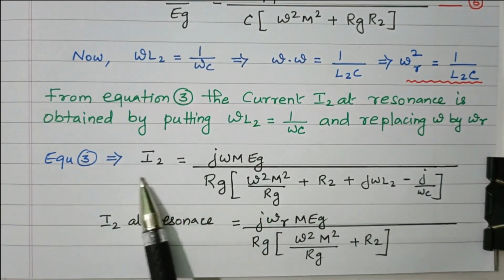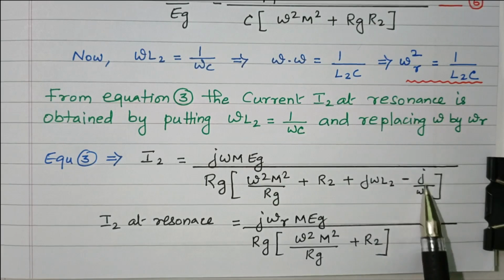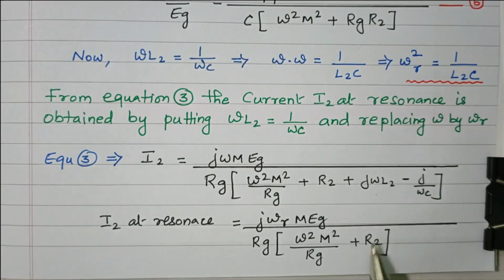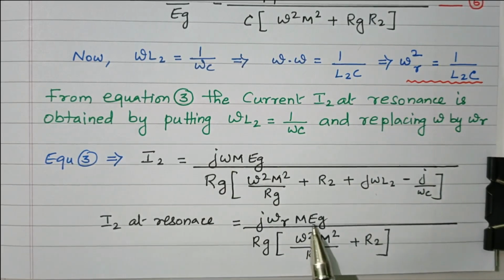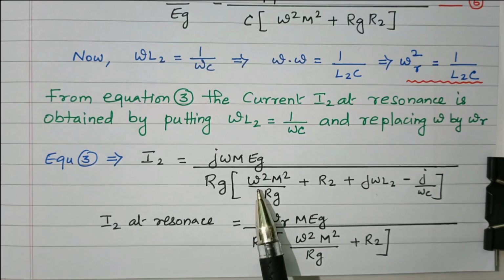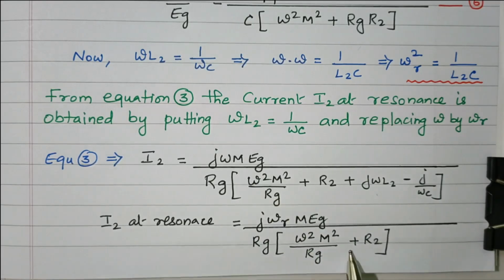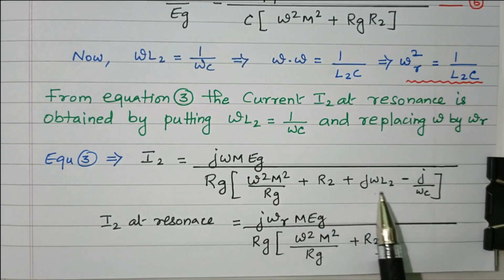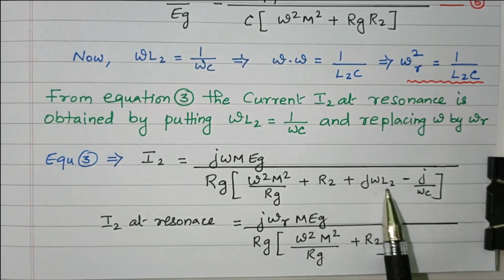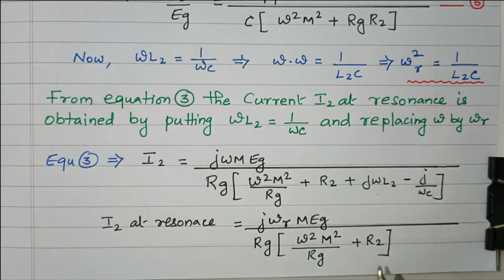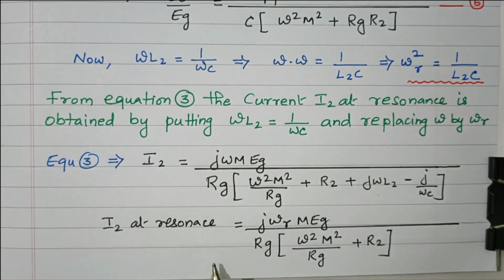So first we will see the current. This is the current, equation 3, this is the current expression. Here under resonant condition this term becomes 0. So what we have is j omega r, omega becomes omega r, M Eg divided by Rg, omega square M square divided by Rg plus this R2. This term becomes 0; we already know that under resonant condition this term is 0. So this is the expression for I2 at resonance. Earlier we got the normal I2, the current in the second coil. This is the current in the second coil under the resonant condition.